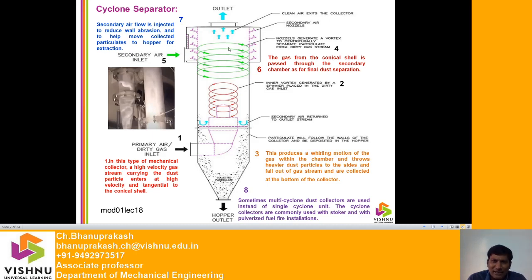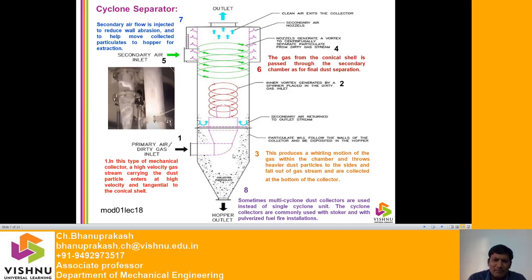The clean air exits the collector here, but I want to tell something regarding secondary air. Secondary air flows are injected to reduce the wall abrasion, and to help move collected particles to the hopper for extraction. So dust particles will be collected at the bottom, and clean air will go in the upward direction.